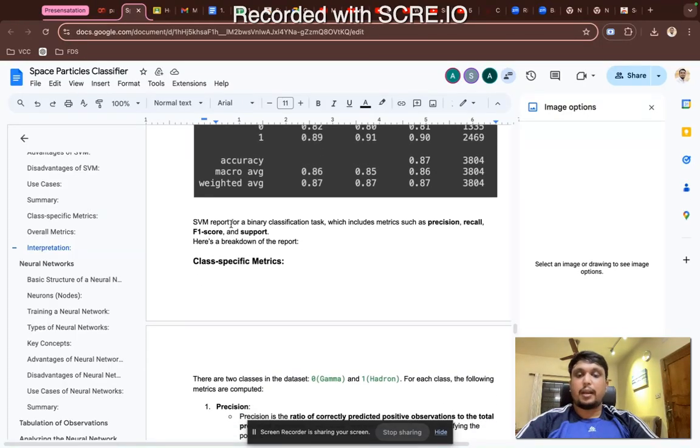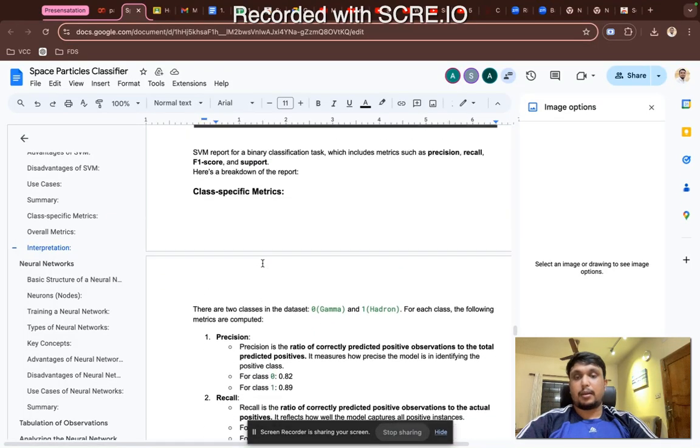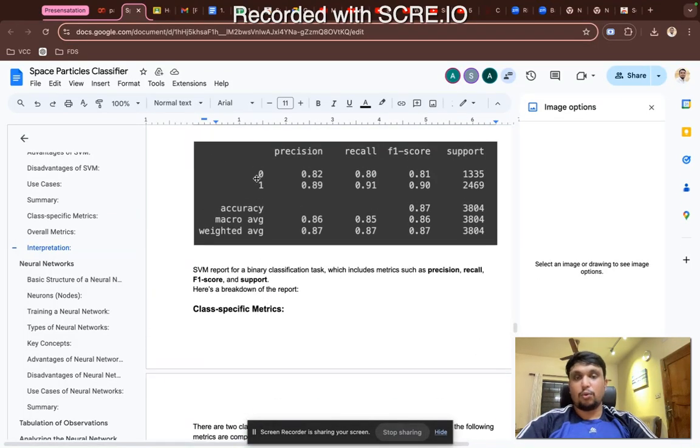Then, let's look at the report in very detail. The SVM report breaks down into two classes. Class zero represents the gamma. Class one represents the hadron. You have a precision of 82% on the gamma class and 89% on the hadron class.